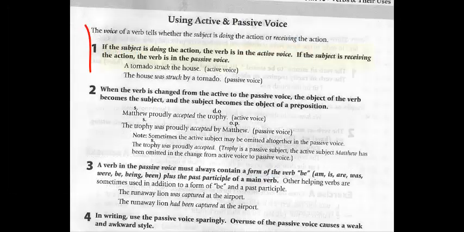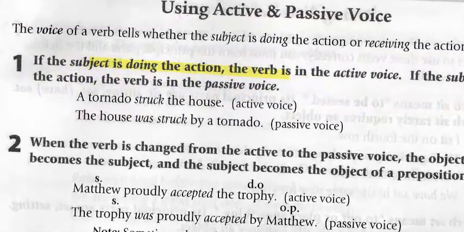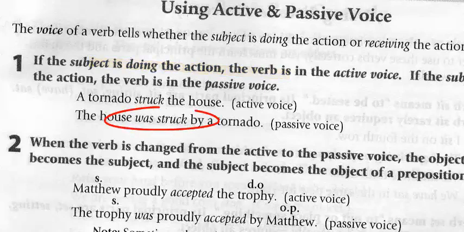If the subject is doing the action, the verb is in the active voice. Okay, that sounds simple enough. If the subject is receiving the action, the verb is in the passive voice. So an active sentence would be, a tornado struck the house. The tornado went over there and struck the house. The house was struck by a tornado. That's passive voice. Notice here we have a helping verb, was struck, for passive, no helping verb for active. Okay, that will help us understand active and passive a little bit better.